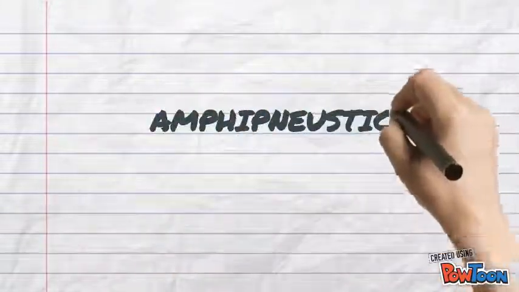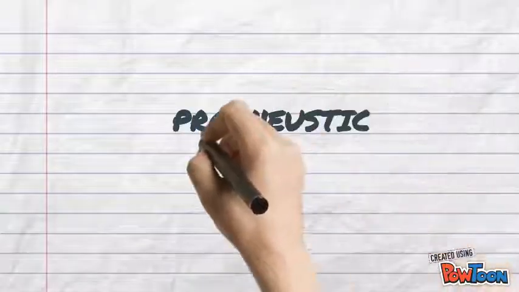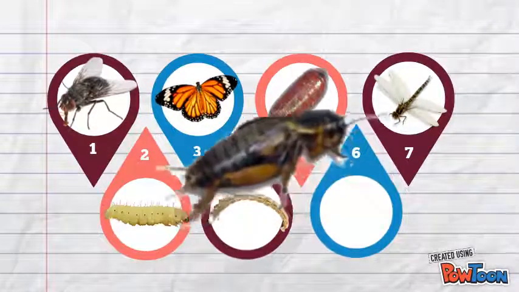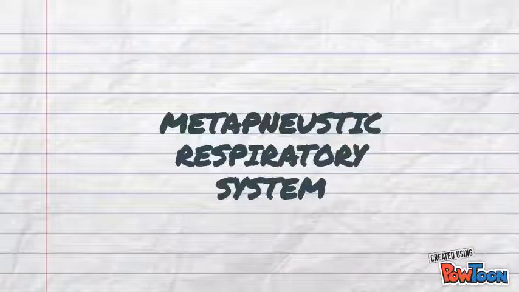Amphipneustic respiratory system only has 2 pairs of spiracles that are open, on the prothorax and the posterior abdominal segment, in the dipteran larva. Propneustic respiratory system has 1 pair of functional prothoracic spiracles. It is rare and is found in some pupae of the Diptera family. Metapneustic respiratory system has a functional last abdominal spiracle in the first larval instars of aquatic Coleoptera in the family Coelicidae.